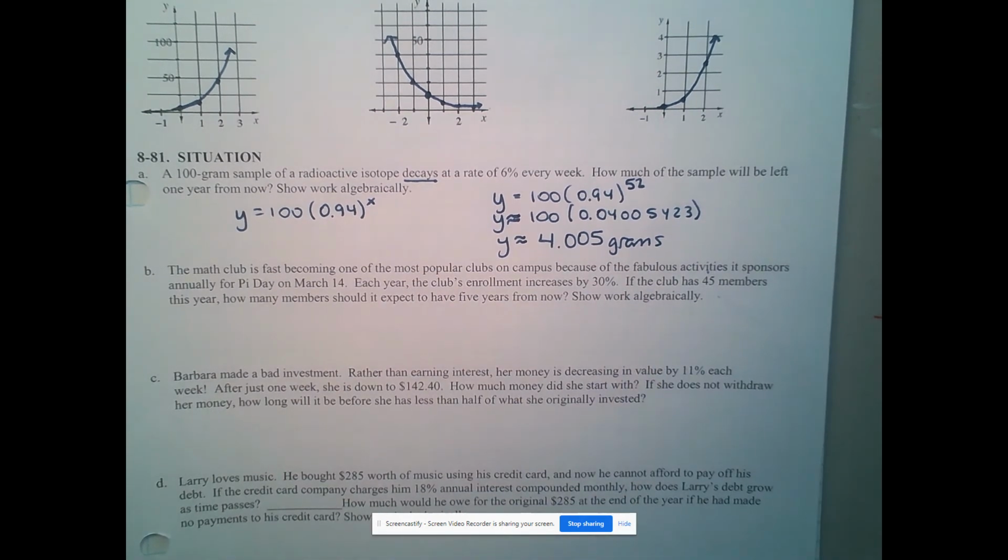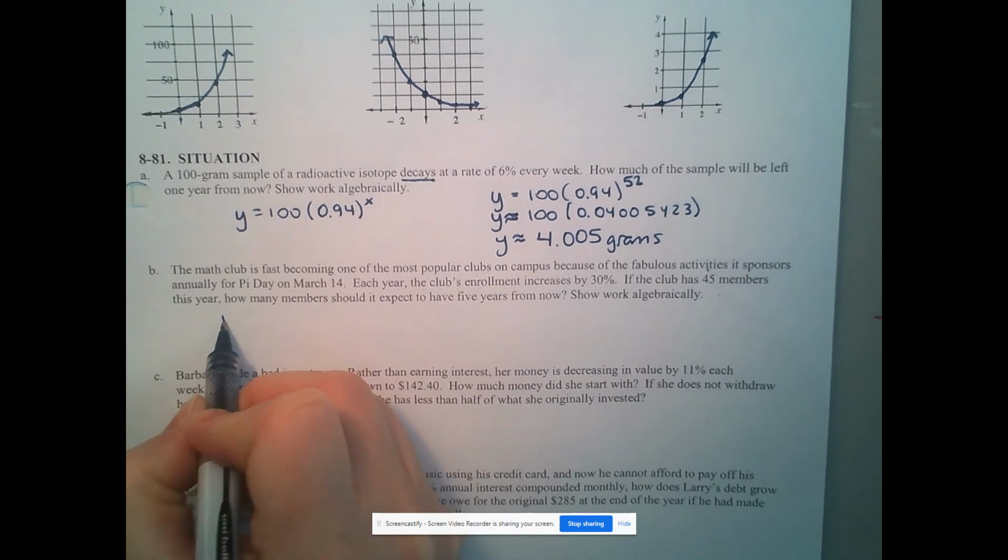The Math Club is fast becoming one of the most popular clubs on campus because of the fabulous activities it sponsors annually for Pi Day on March 14th. Each year, the club's enrollment increases by 30%. If the club has 45 members this year, how many members should it expect to have 5 years from now?